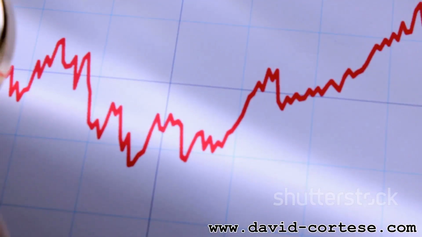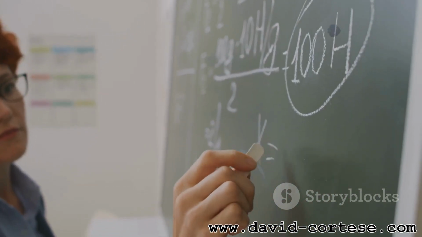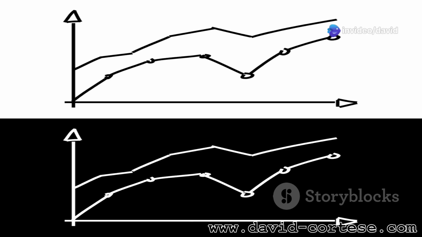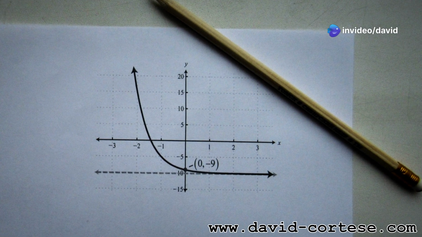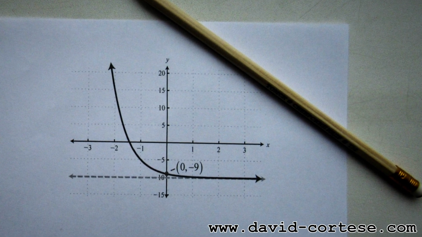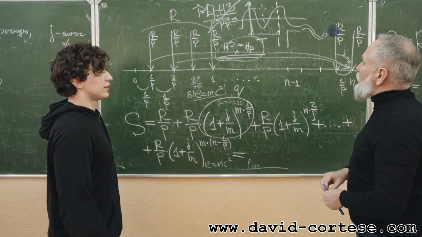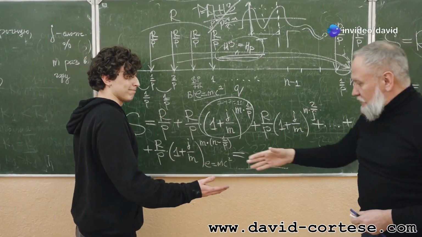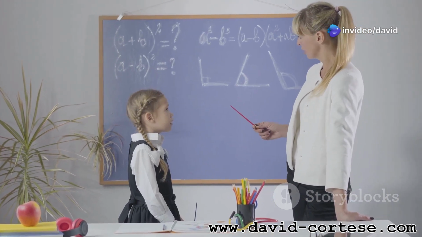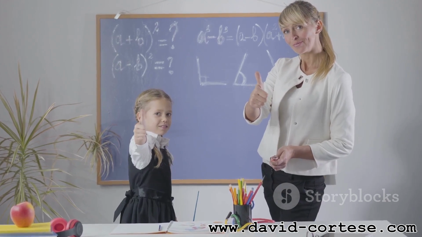Another scenario where a limit doesn't exist is when there's a jump in the graph of the function. This often happens with piecewise defined functions. Imagine a function that equals x for x less than 1, but equals x plus 2 for x greater than or equal to 1. As x approaches 1 from the left side, values less than 1, f(x) approaches 1. But as x approaches 1 from the right side, values greater than or equal to 1, f(x) approaches 1 plus 2 equals 3.